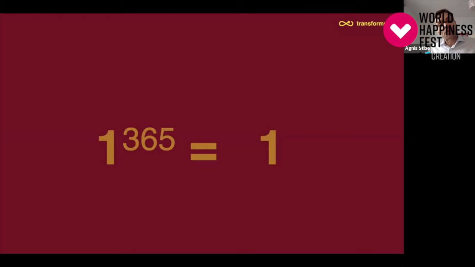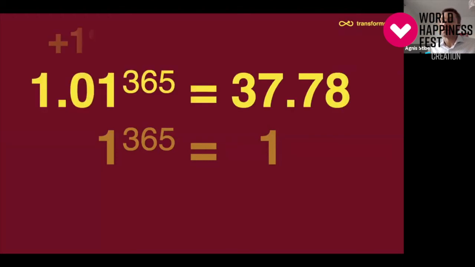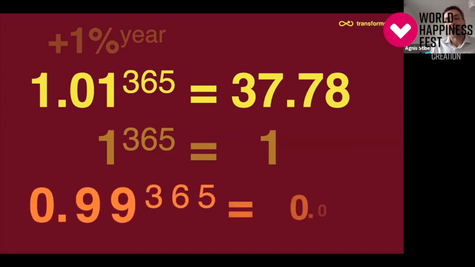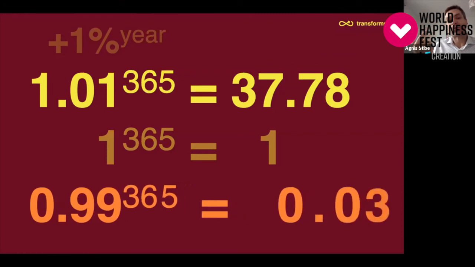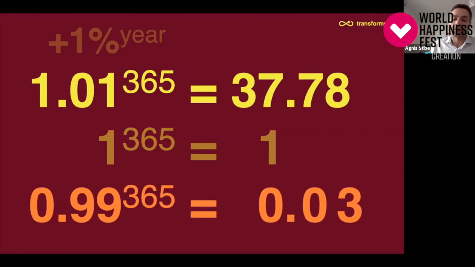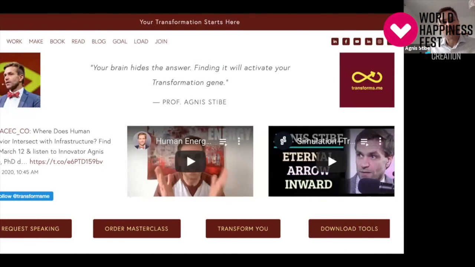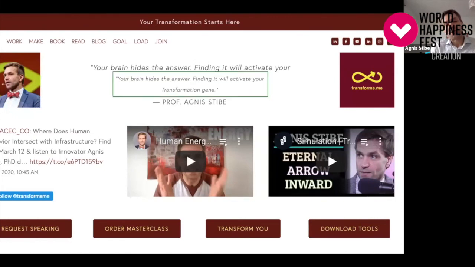So if one person over 1 year has not changed, it's the same result. But mathematically, if there's a 1% improvement per day over the year, we get a completely different result. And then, of course, we need to compare with what happens if you perform 1% less, and that's the result. So that's the end of my presentation today. That's the website where all this material is available.